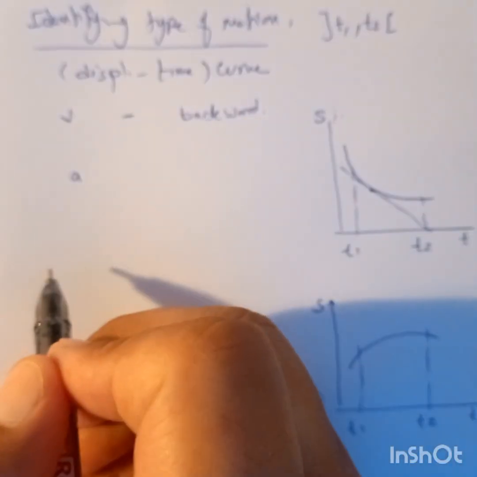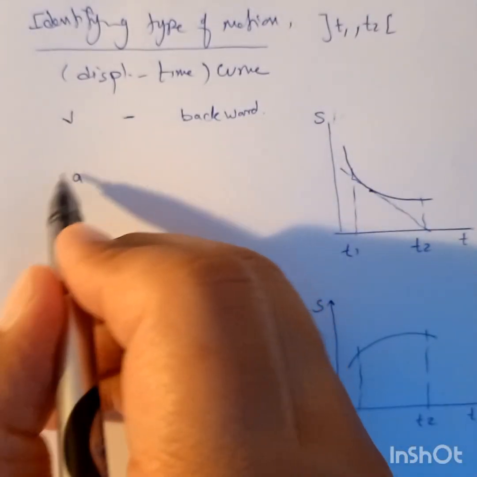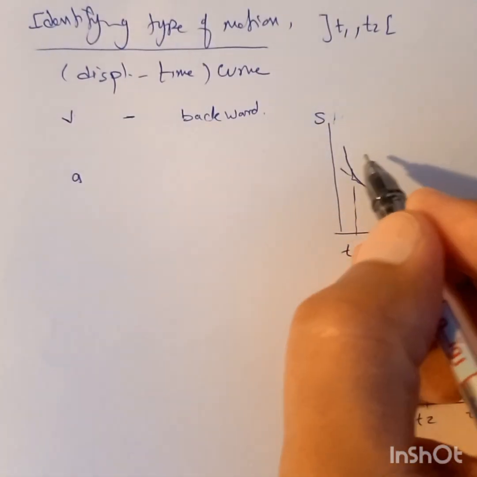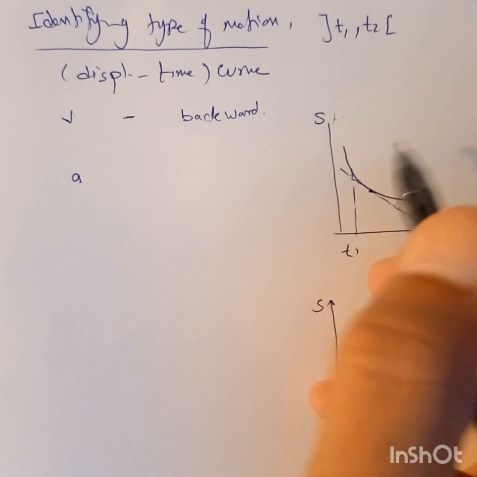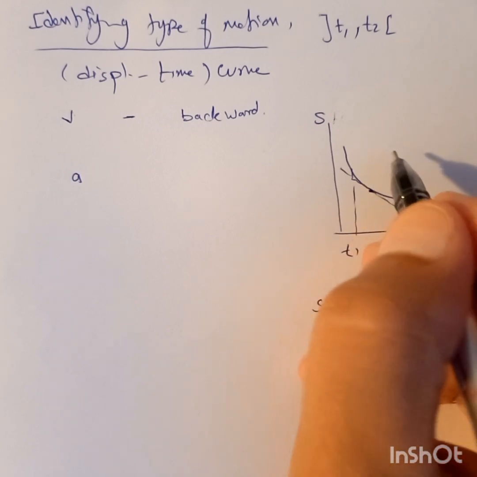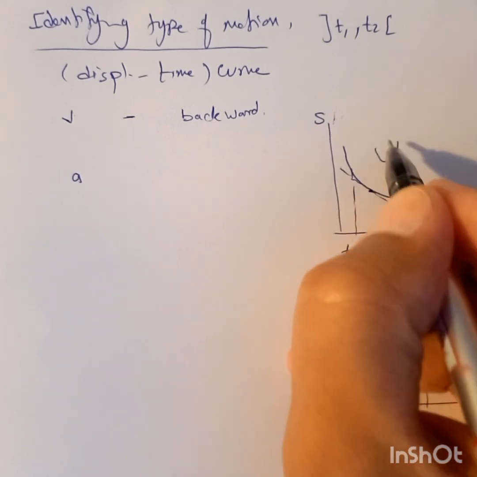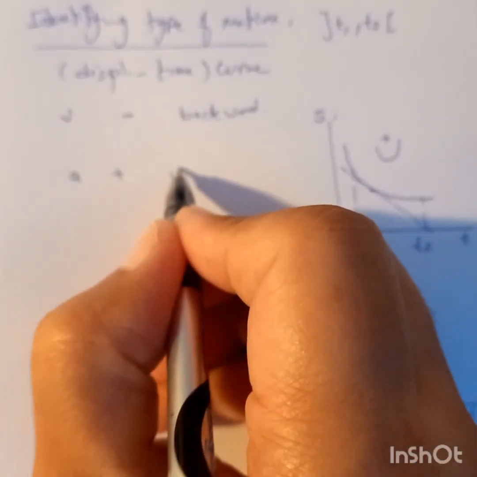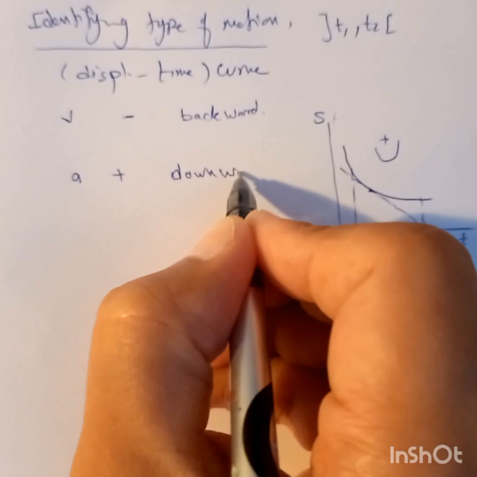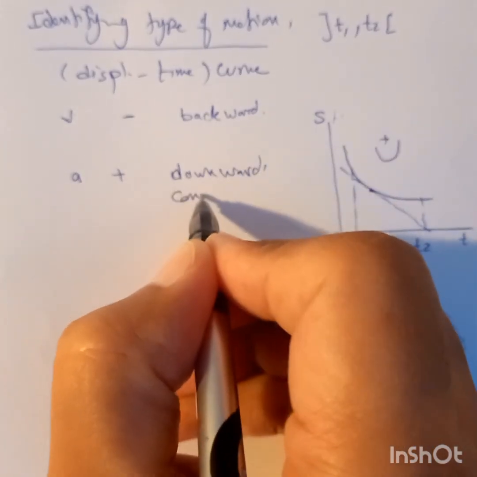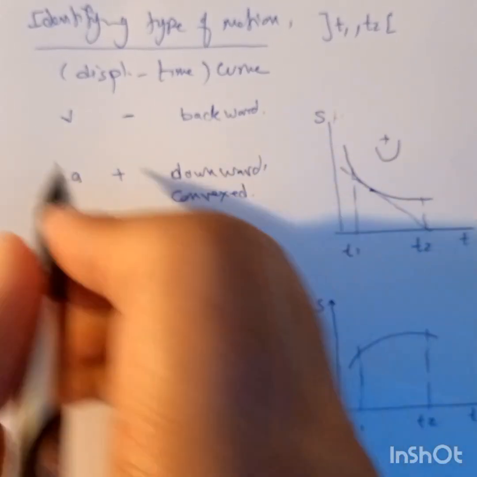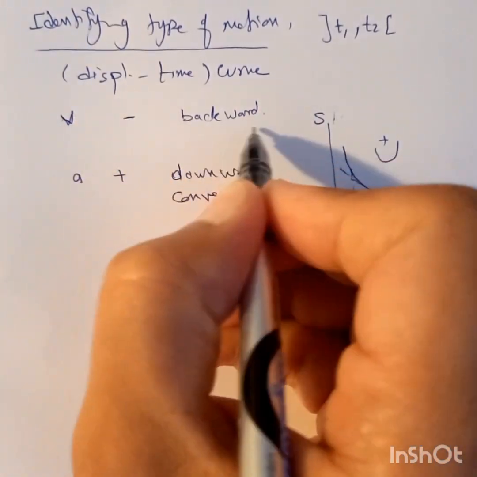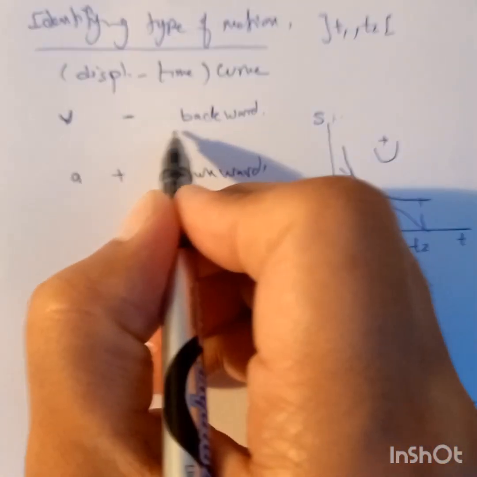Second, we have to identify the sign of acceleration, as we also have the ST curve. The curve is downwards convex, so acceleration here is positive. Acceleration is positive, as we have a downwards convex curve. From the sign of the velocity, we identified the direction of motion is backward.